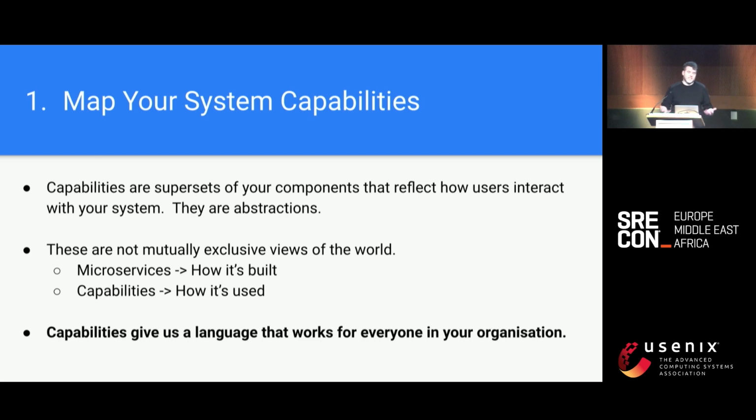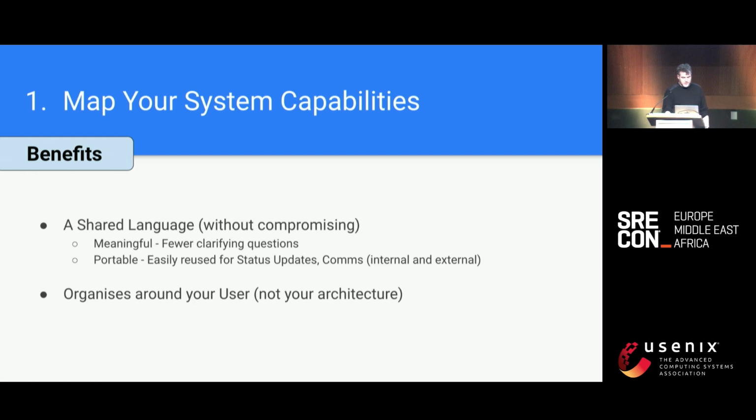So on the flip side, this idea of capabilities is fundamentally a superset of your microservices. They are abstractions, but they're deliberate abstractions that are labeled in a way the rest of your organization can interact with. They're not mutually exclusive as a worldview, so microservices is how we've built something, whereas capabilities is a reflection of how it's being used. Essentially, capabilities give us a language that the rest of the org can use and work with. So the benefits are shared language without compromising. So it's meaningful and it's portable.